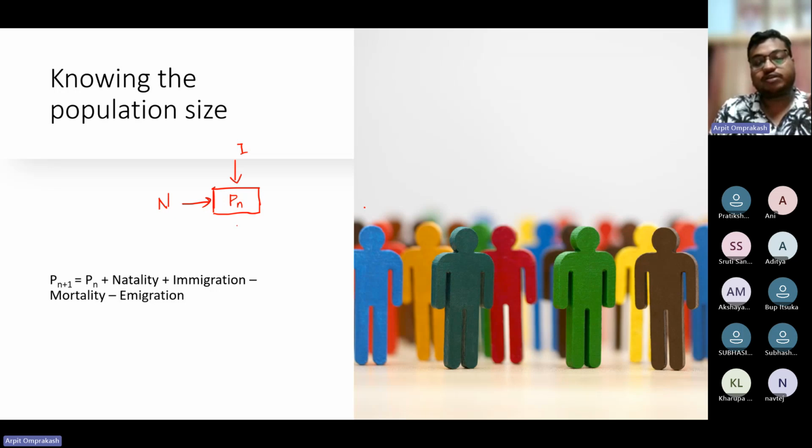And two factors that keep decreasing the population, or affect the population size negatively, are emigration, where individuals move out from the population, and mortality, which is basically death. So Pn+1, which is the population size at time n+1, is given by Pn, which is the population size at time n, plus the natality plus immigration, because these factors are adding to the population, minus mortality minus emigration, because these factors are taking away individuals from the population, right? So for calculating the optimum yield, we can use a similar equation.